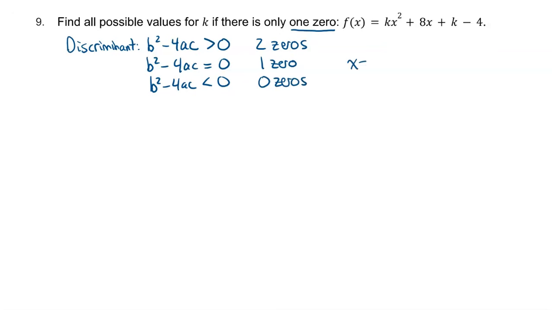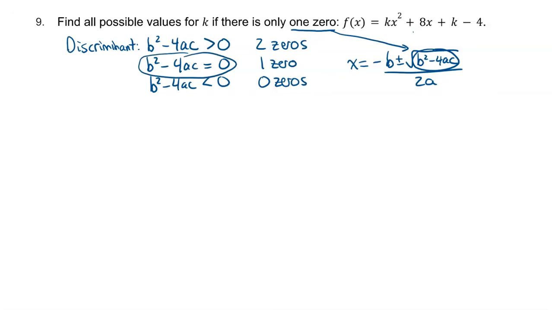Now in this case, we have the situation where it's going to have 1 0. And so just remember there's the quadratic formula, and it's that value that's under the square root. And if we have nothing under the square root, then we're not adding anything to negative b over 2a. And so that's why it just gives us 1 0. So let's go ahead now and try to solve the b squared minus 4ac equals 0 case.